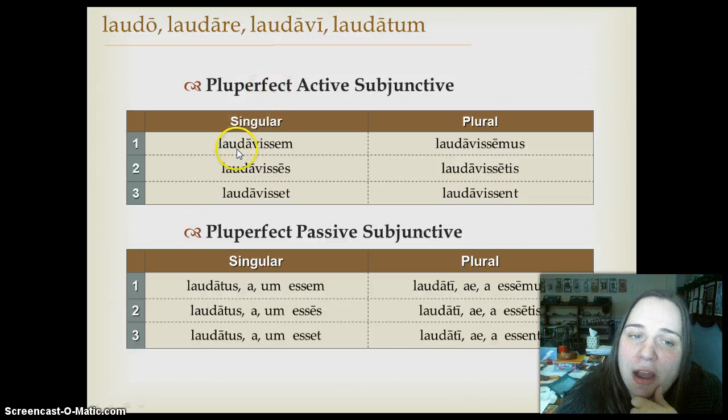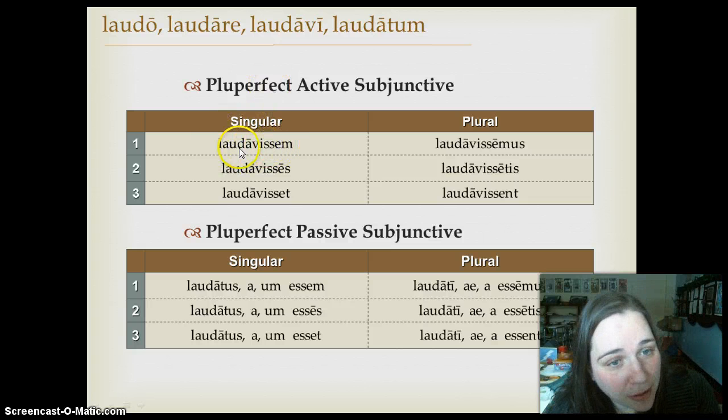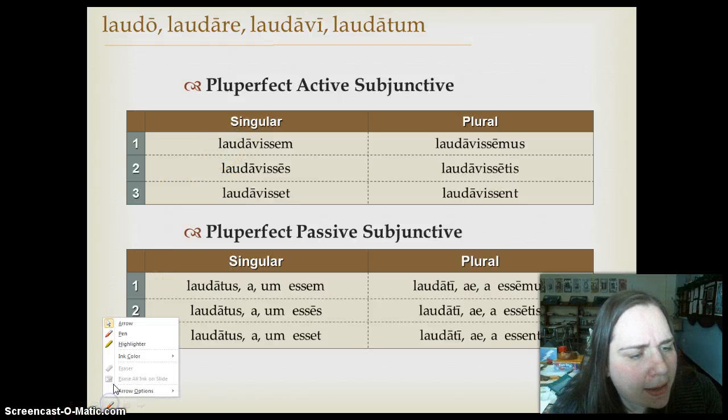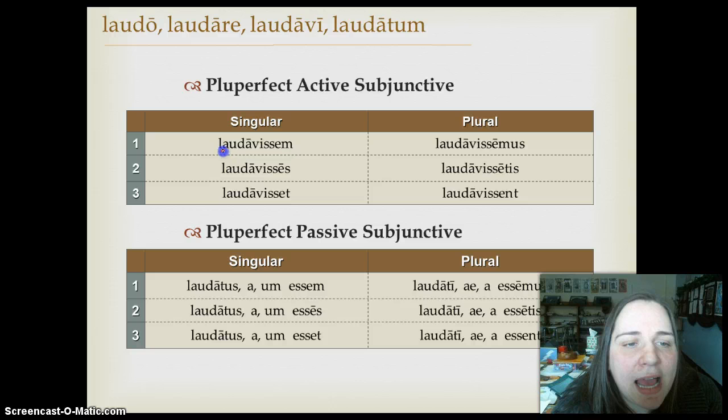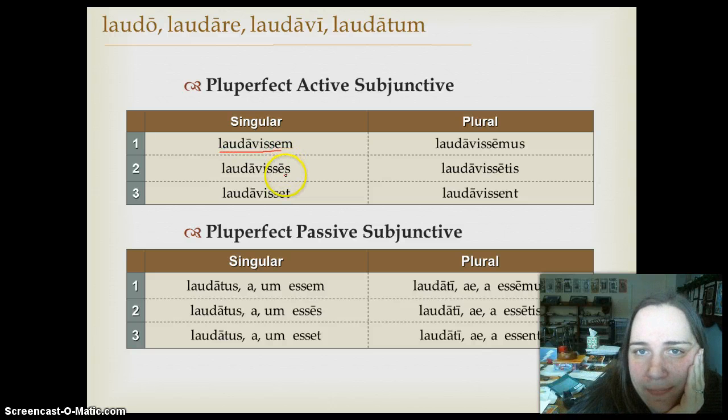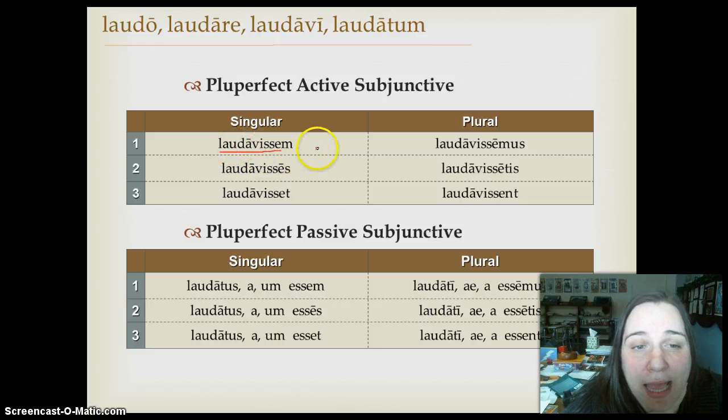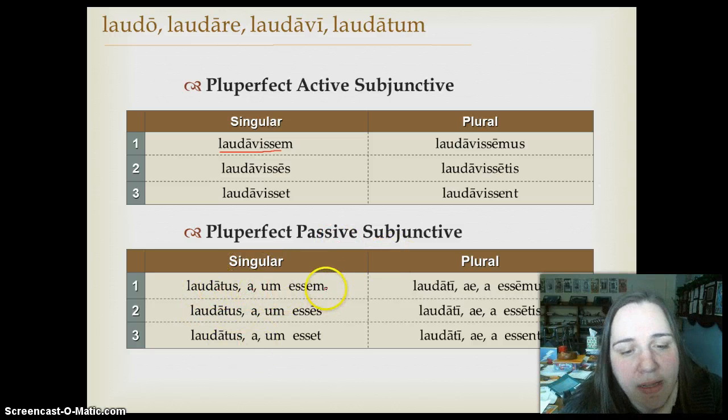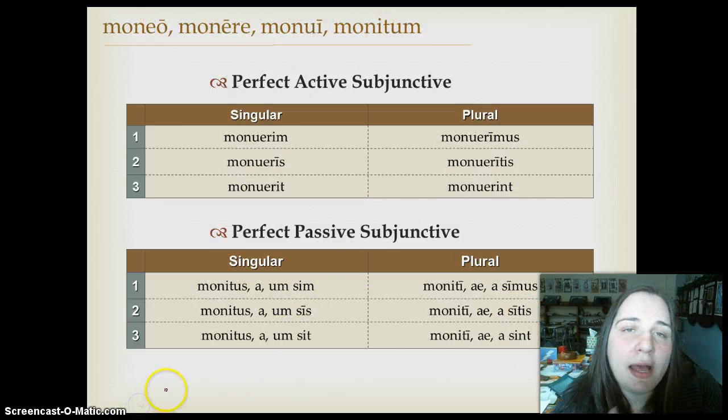Pluperfect active, we need, again, our perfect stem plus ISSE, or in other words, our perfect active infinitive, laudavisse. And then our personal endings. Laudavissem, laudavisses, laudavisset, laudavissemus, laudavissetis, laudavissent. Okay? Pluperfect passive subjunctive. First word, either laudatus or laudata, then essem, esses, esset. In the plural, laudati, essemus, essetis, essent. Okay? Our second conjugation paradigm verb is moneo, to warn.